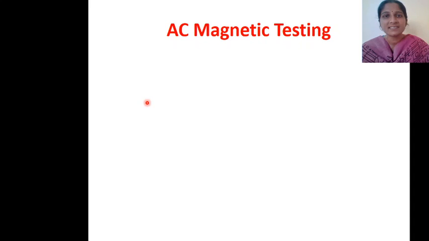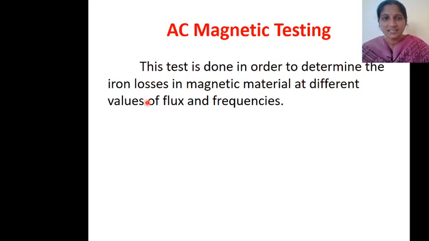It is used to determine the iron losses, and iron losses are again divided into two losses, that is eddy current losses and hysteresis losses. This test is done in order to determine the iron losses in magnetic material at different values of flux and frequency. So the main thing is, AC magnetic testing is used to determine the iron losses.